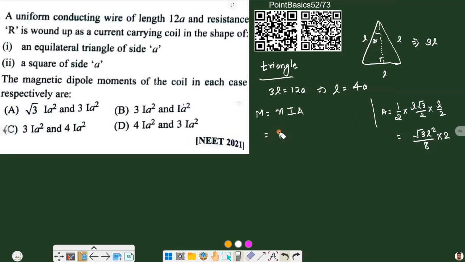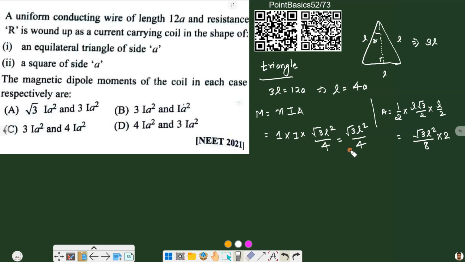So N is 1, current is I, and we have root 3 L square by 4. So the magnetic dipole moment comes out to be root 3 I L square by 4.